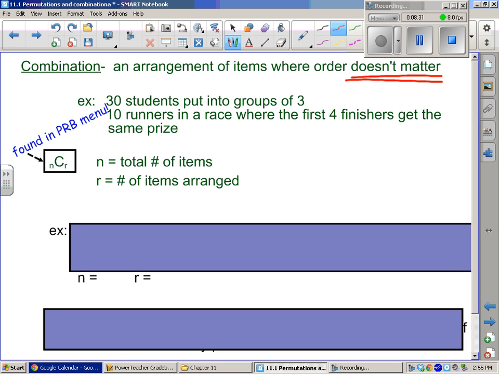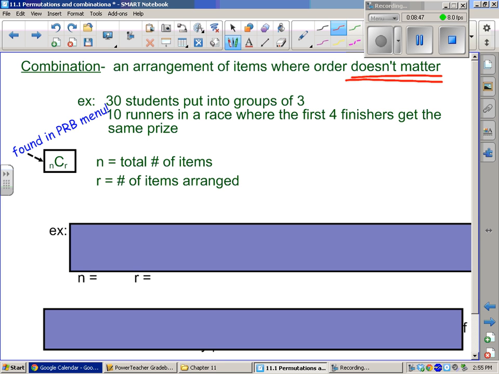I might be a little sad because you picked me last. I know, but aren't we still on the same team? Yes. And even if I pick you first and Mrs. Henke and Mrs. Hevlin, we're still on the same team. Right. Okay, 10 runners in a race, but maybe the first 4 finishers get the same prize. So you win $100 no matter where you're at.